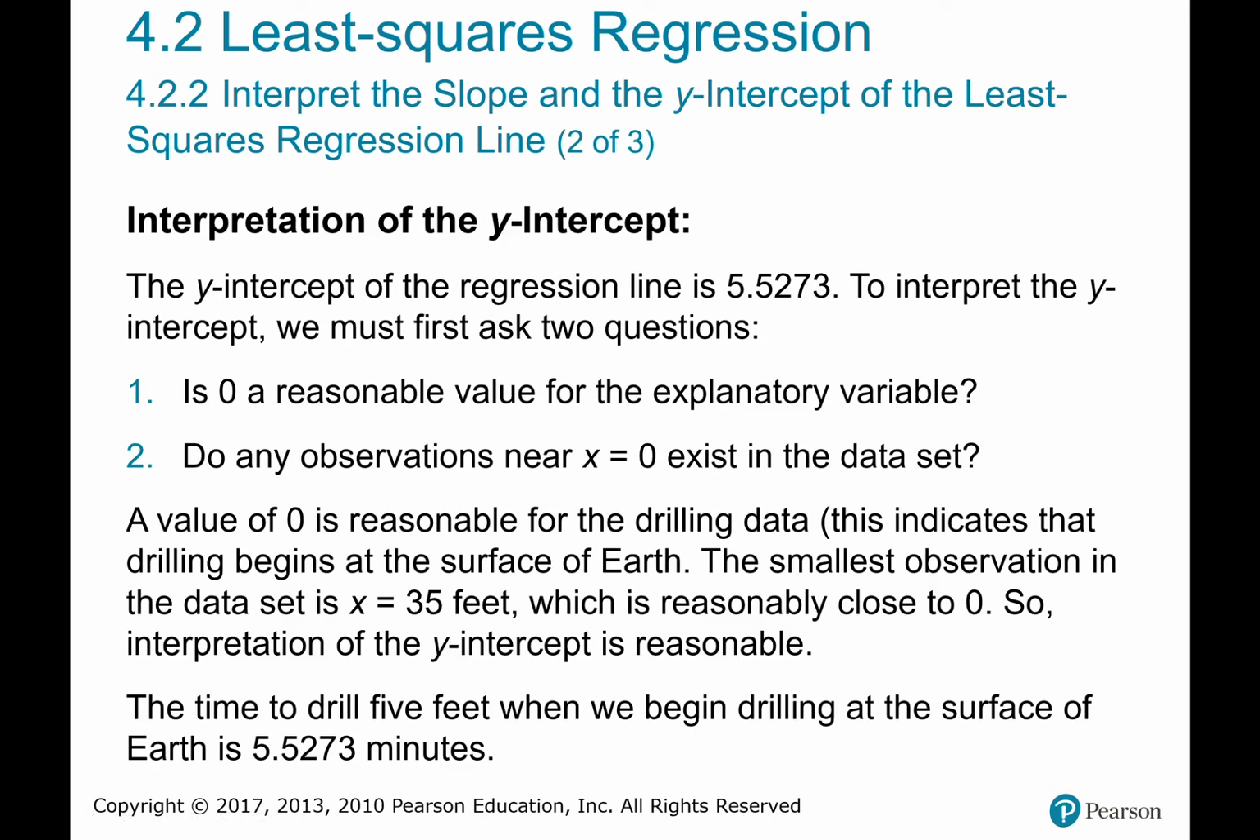The y-intercept of the regression line is 5.5273. To interpret the y-intercept, we must first ask 2 questions. Is 0 a reasonable value for the explanatory variable, and do any observations near x equal to 0 exist in the data set? A value of 0 is reasonable for the drilling data. This indicates the drilling begins at the surface of the Earth. The smallest observation in the dataset is at x equal to 35 feet, which is reasonably close to 0, so the interpretation of the y-intercept is reasonable. The time to drill 5 feet when we begin drilling at the surface is 5.5273 minutes.